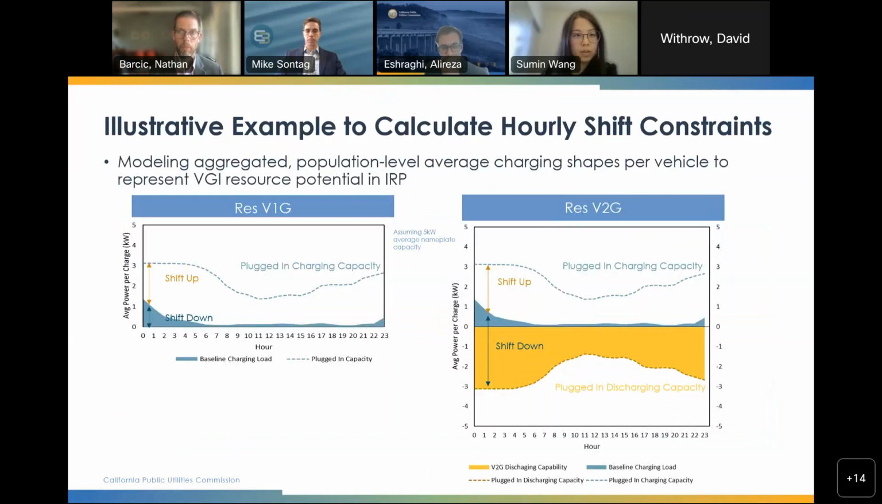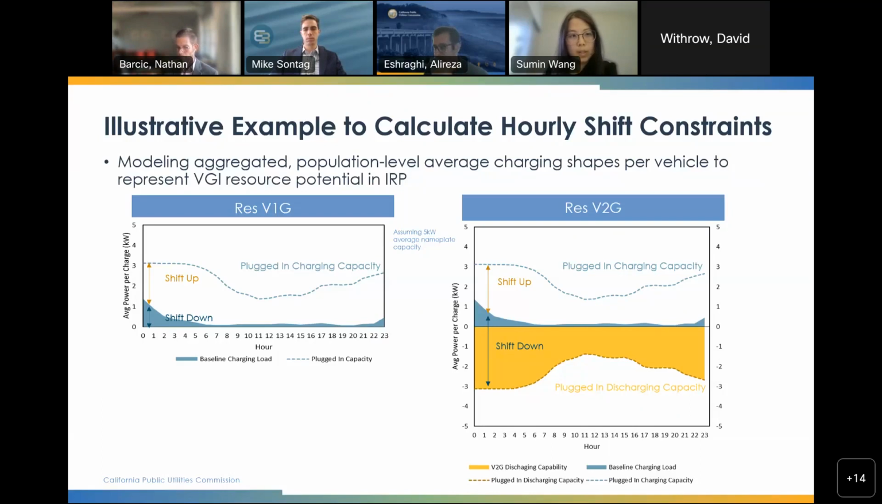So if you focus on the chart on the left, the shaded blue area shows a population-level aggregated average charging shape per vehicle in the residential sector. You can already see that this is a pretty well-managed charging load shape because it has relatively low consumption during the peak hours. So for this resource, the amount of shift down potential for every single hour is completely determined by its baseline charging shape. That shaded blue area determines the shift down potential of this VGI resource.